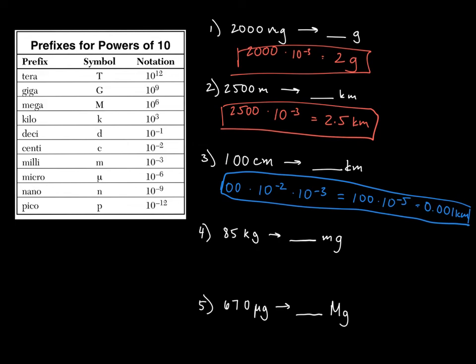Let's try this again with number 4, from kilograms to milligrams. Okay, from here to here, take that. Then we're going from base to milli, take that. Opposite direction. So let's do 85 times kilo is 10 to the third. And then from base to milli in the other direction is 10 to the third again. 85 times 10 to the 6th. 85 million. That's a lot.